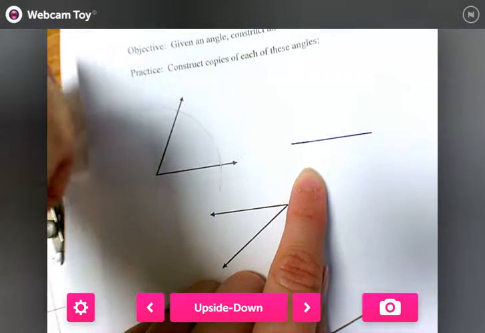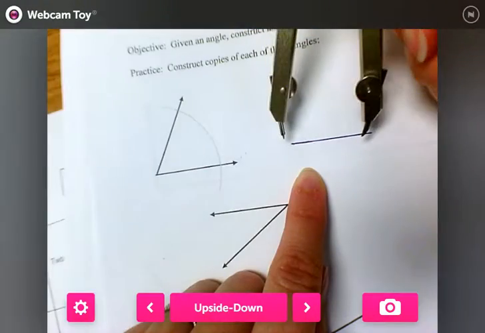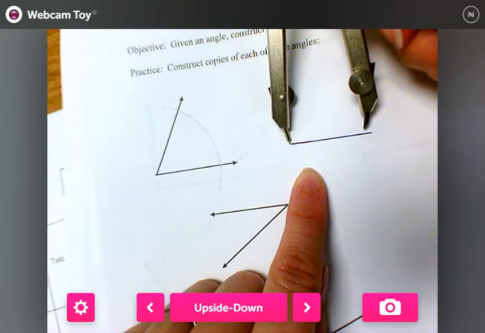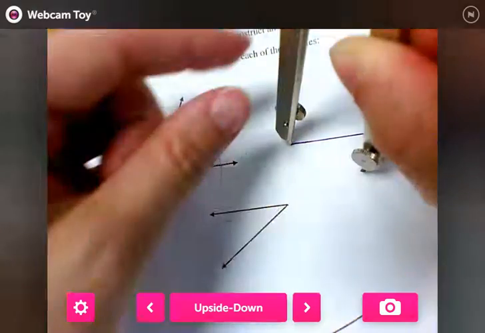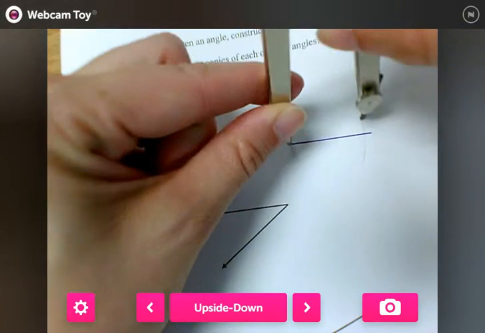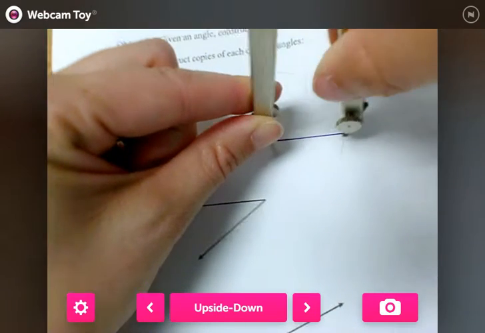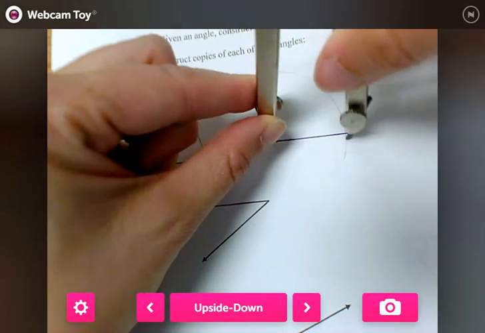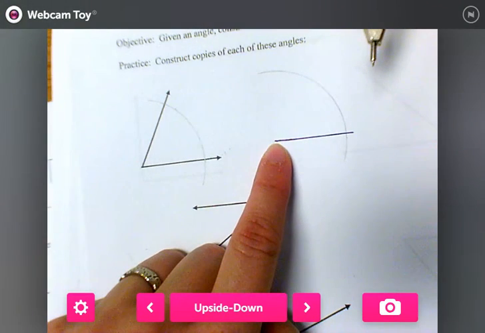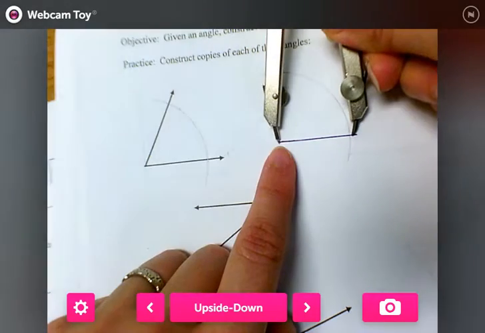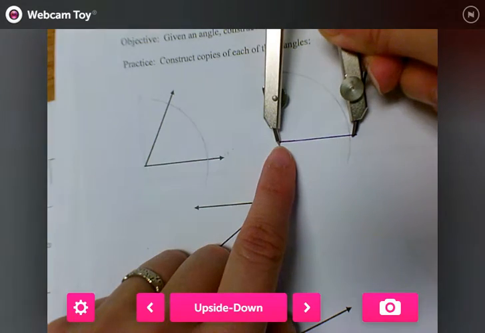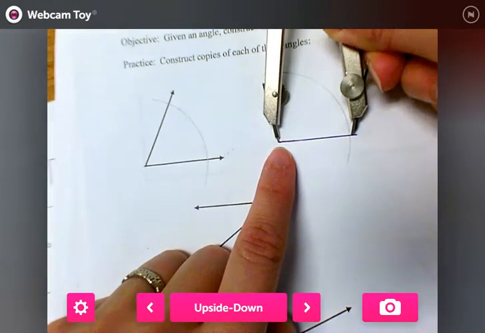Now I want you to pick up your compass. I want you to put the pointy end right on the very end of your segment, and then draw a nice big arc. So far, so good? Remember, I placed this pointy end on the end point and drew an arc.